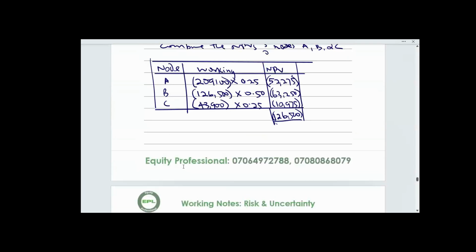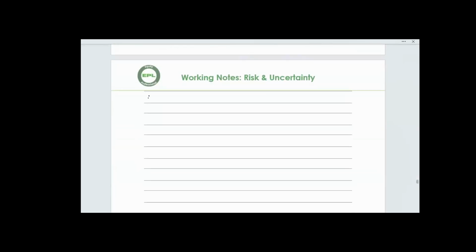So we're moving to node K now. Again, combine the NPVs of node K. From the diagram, node K is coming from node D, E, and F. So create a column for node D, E, F. Then we have a working for the NPV.